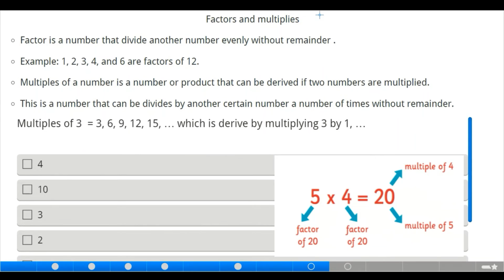So let's pick 12. We said 12 divided by 1 will give us what? 12. Now let's look at 12 divided by 2 as well. 12 divided by 2 will give us what? That will give us 6, so it is not remaining anything. So 2 is actually a factor of 12.